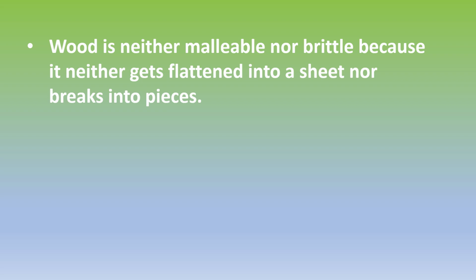Wood is neither malleable nor brittle because it neither gets flattened into a sheet nor breaks into pieces. Neither malleable means it cannot be flattened into a thin sheet, and neither brittle because it cannot be broken into pieces.